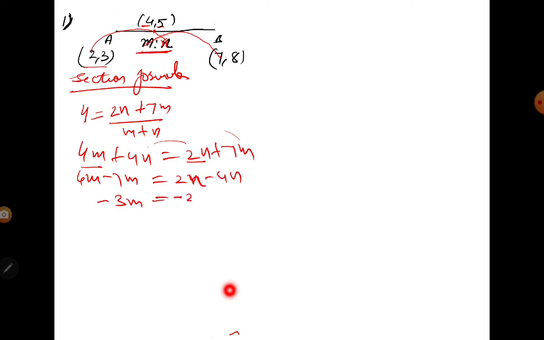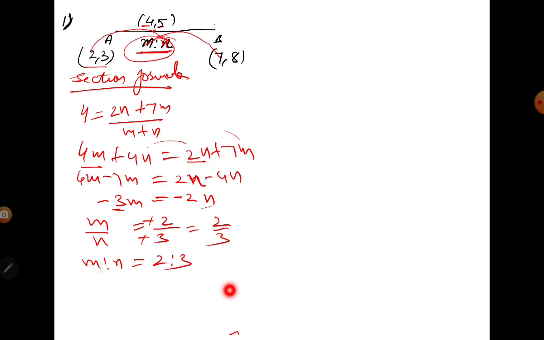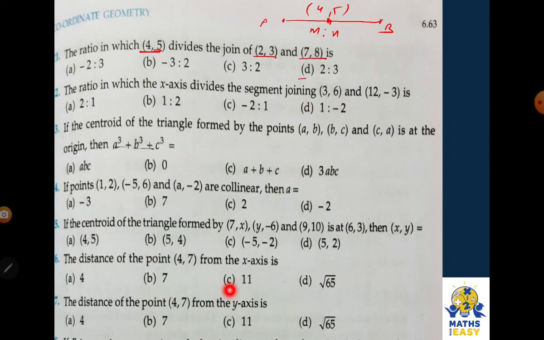We got minus 2n. Now I want the ratio of m is to n. So I am going to shift n down, m upon n, and this 3 will go that side down. Okay. So this minus minus cancels. What did I get? 2 by 3. So the ratio m is to n is what? 2 is to 3. Okay. So this point (4, 5) divides AB in the ratio 2 is to 3. So 2 is to 3 is your right answer. You can check, 2 is to 3. That is option number D. So D is your answer.